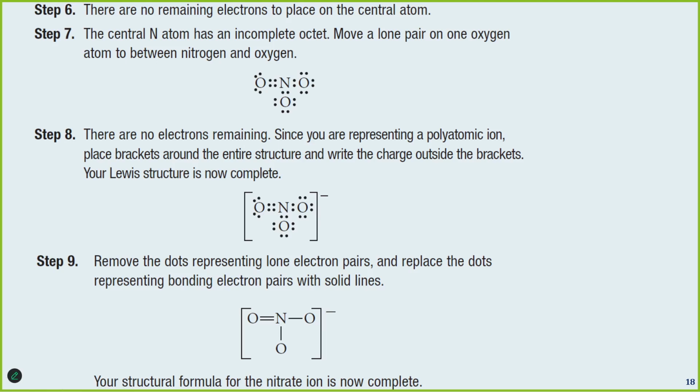And to get its structural formula, we need to remove the dots representing lone electron pairs and replace the dots representing bonding electron pairs with solid lines. Then the figure on the bottom is the structural formula for the nitrate ion. Did you get it?